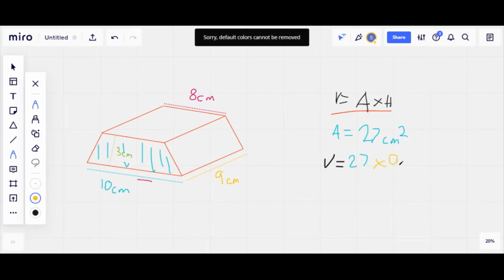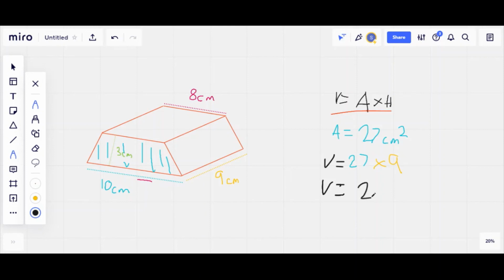So our volume comes to 27 multiplied by 9, which gives us 243. And we've got to put in our units. It's centimeters, and then we put in cubed, to the power of 3, because we're dealing with volume, which is a 3-dimensional measure.